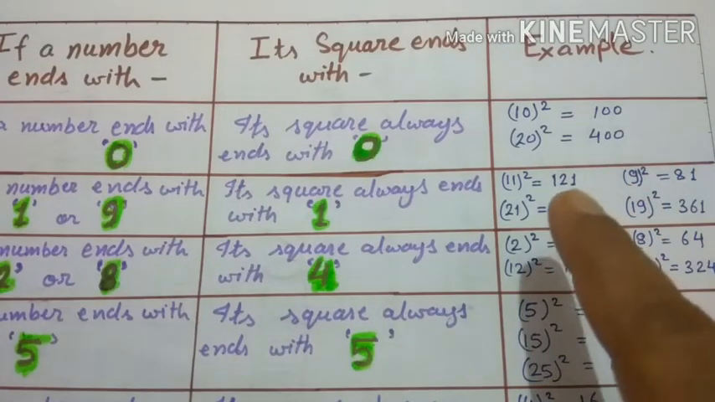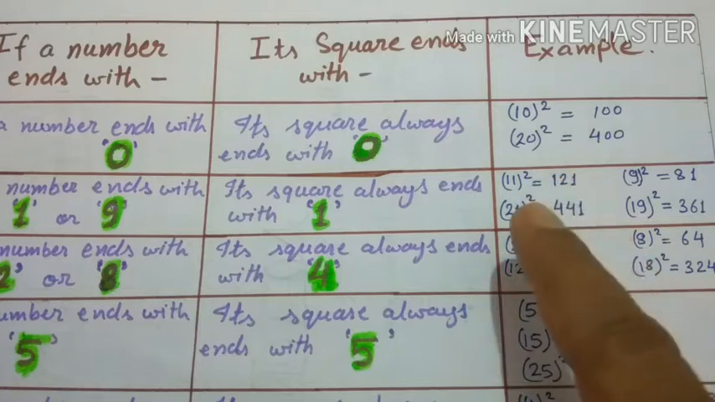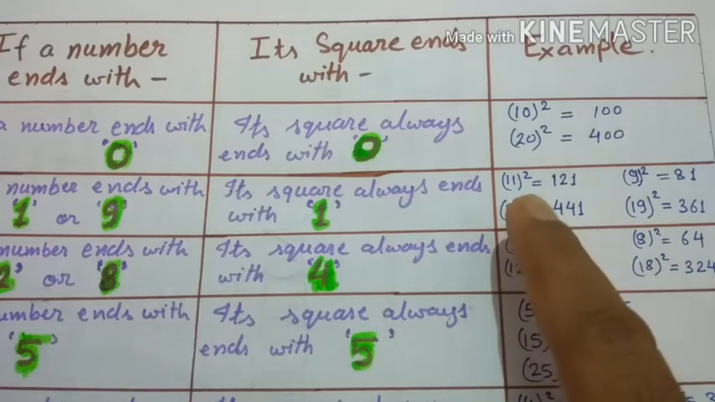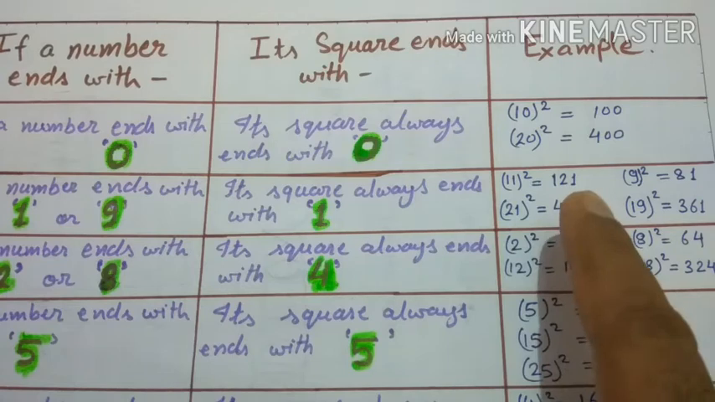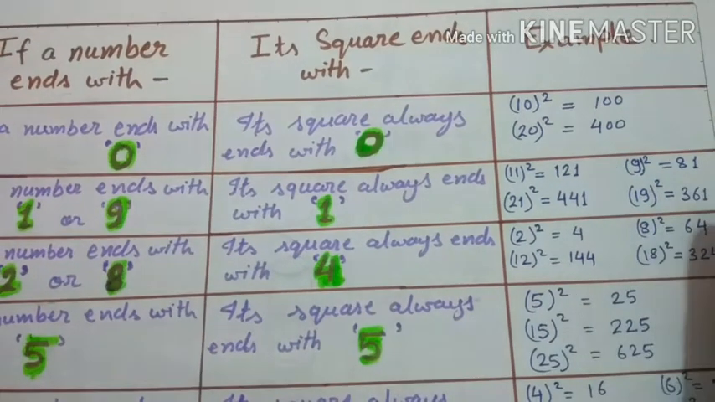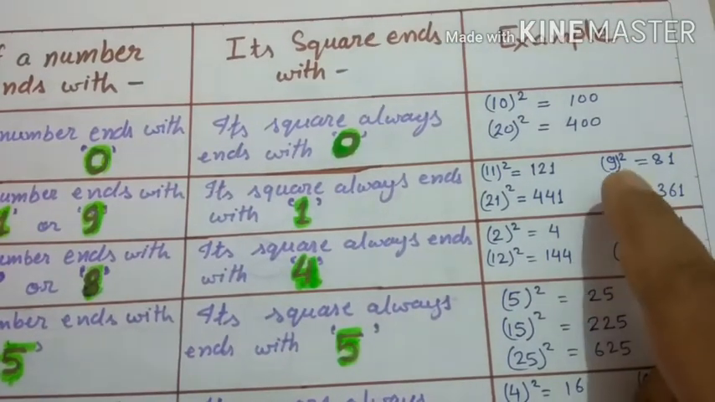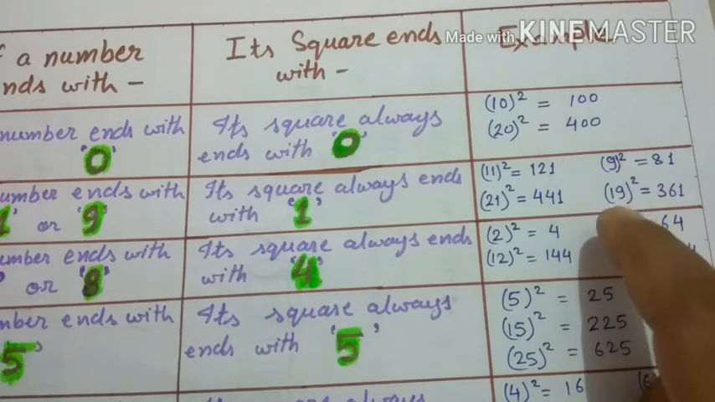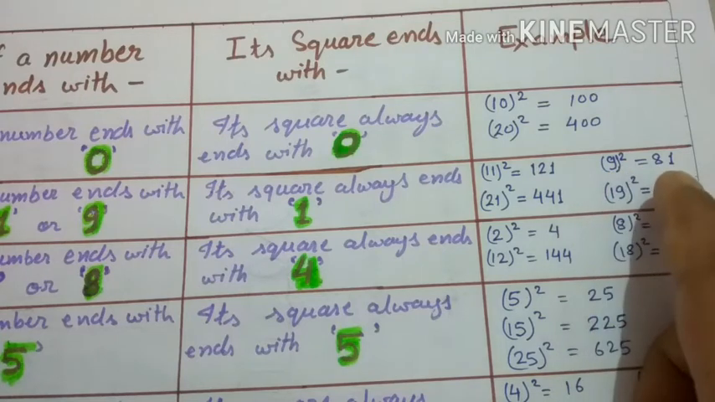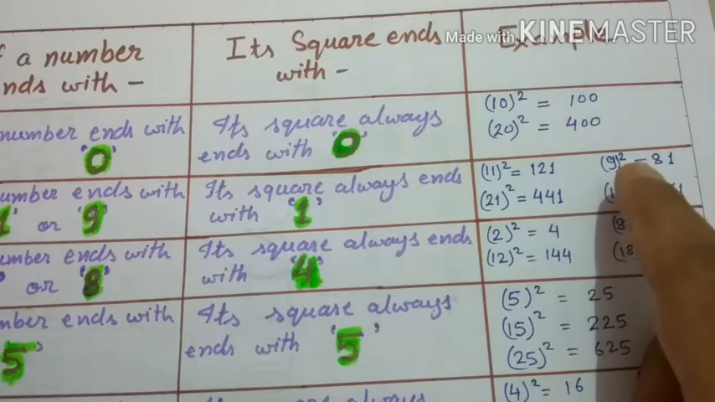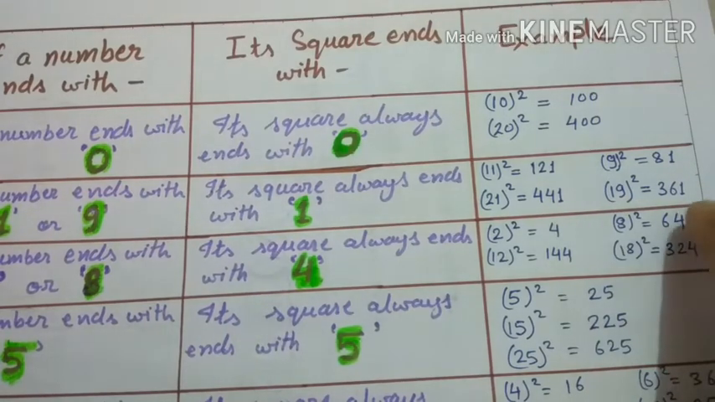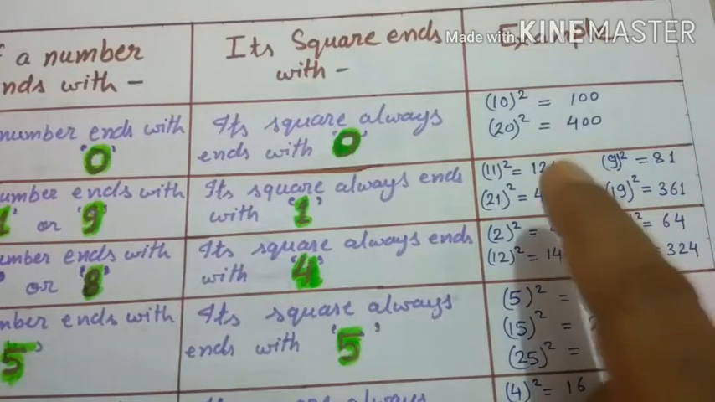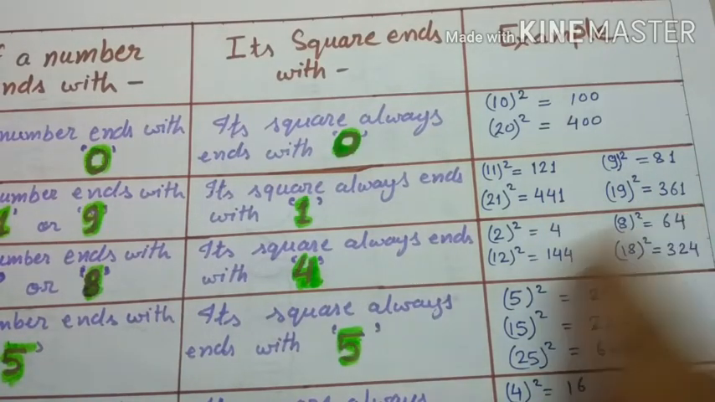Examples are here. The square of 11 is 121. 11 ends with 1 and 121 also ends with 1. Similarly, if the number ends with 9, like 9 or 19 or 29, anything. The square of 9 is 81. The square of 19 is 361. So if a number ends with either 1 or 9, its square always ends with 1.